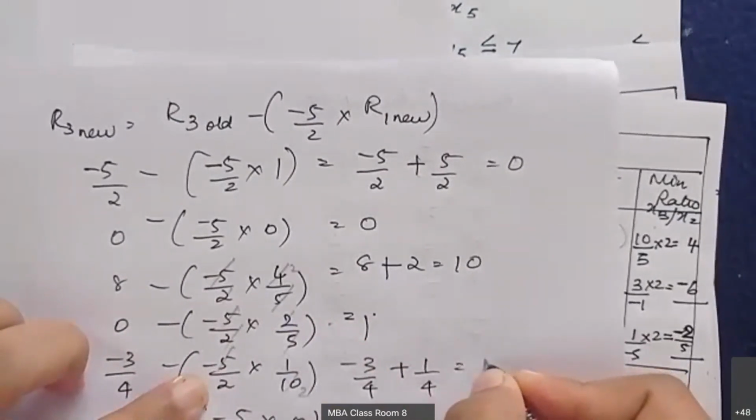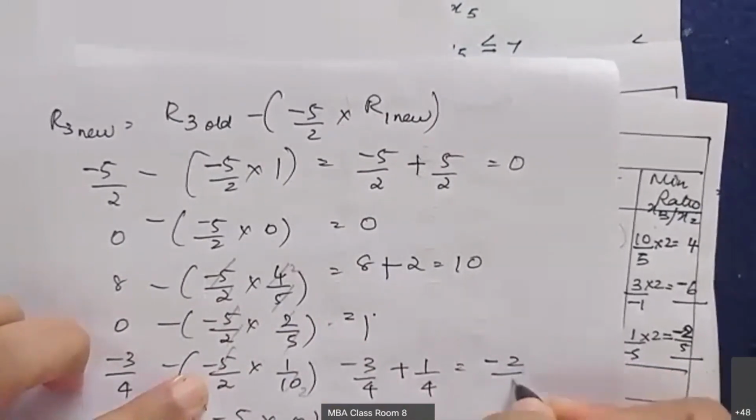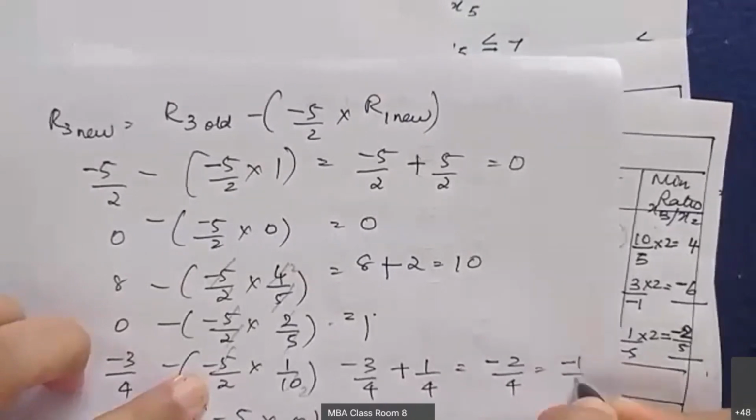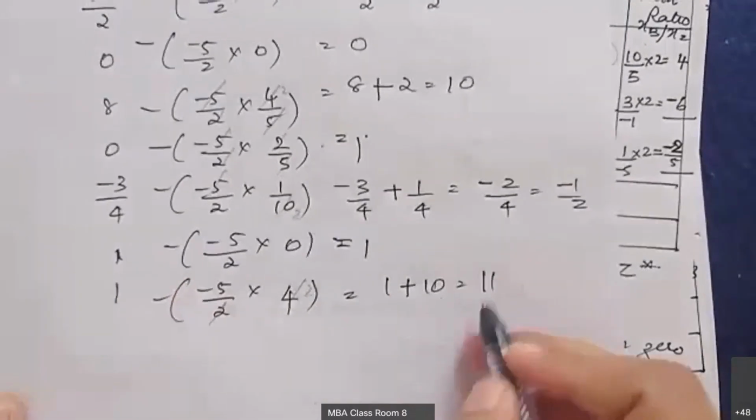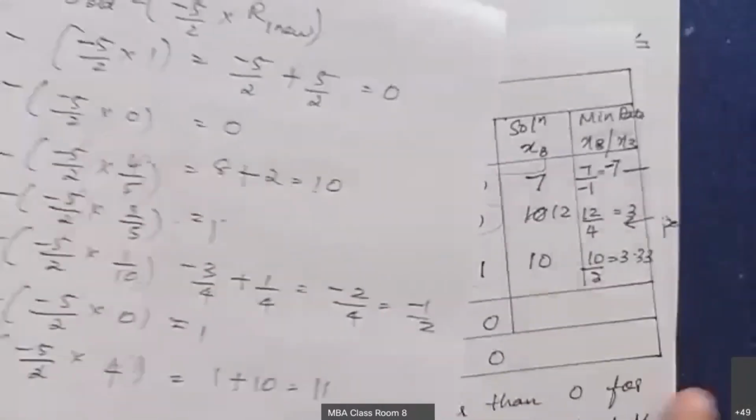Which is minus 2 by 4, which is minus 1 by 2. Okay. Now next one, it is 1. This one, 1 minus. So it is minus into minus, it is plus. Okay. We cancel 5 into 2. It is 10, which is 11. Did you see that? Okay, we have all these values. Now substitute them in the next iteration table.